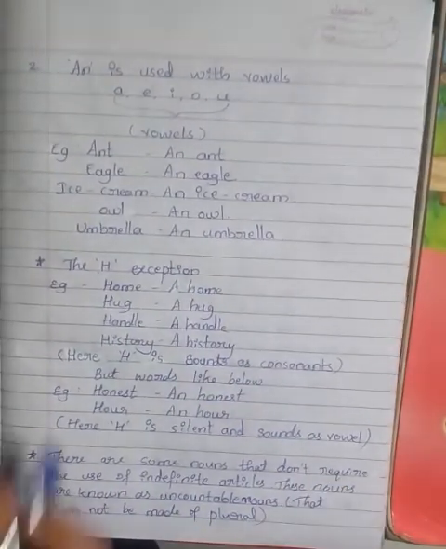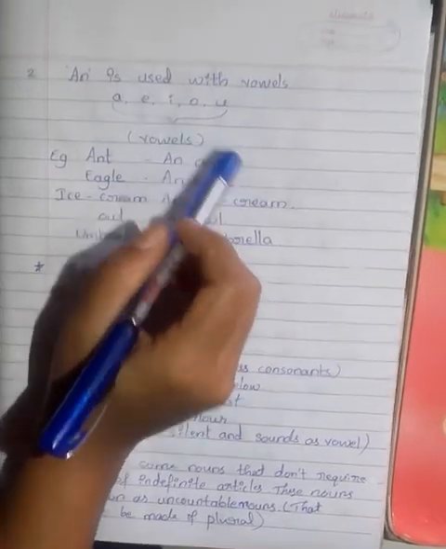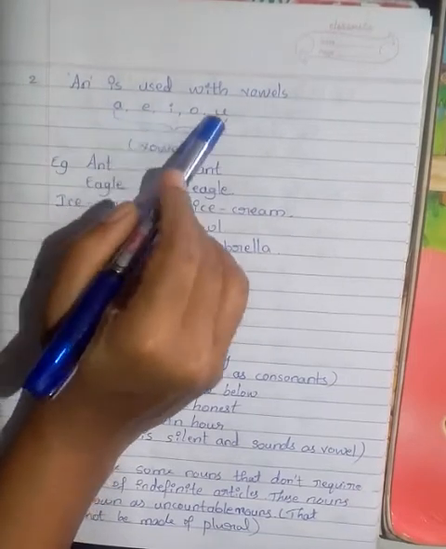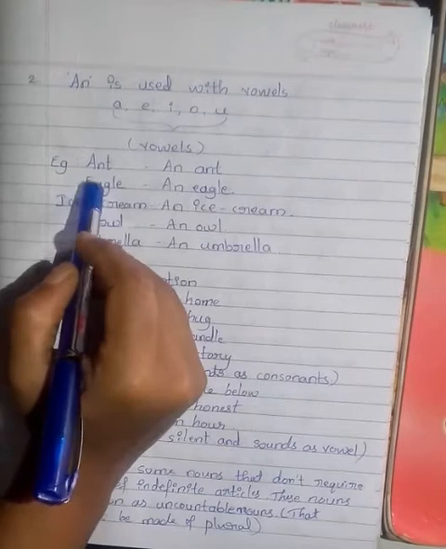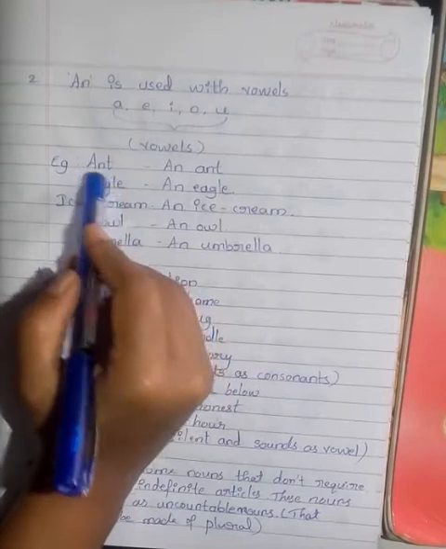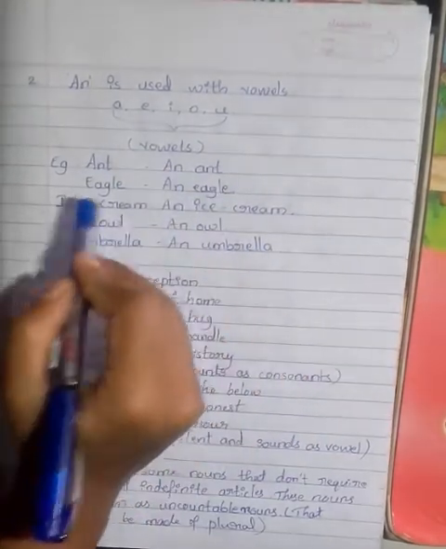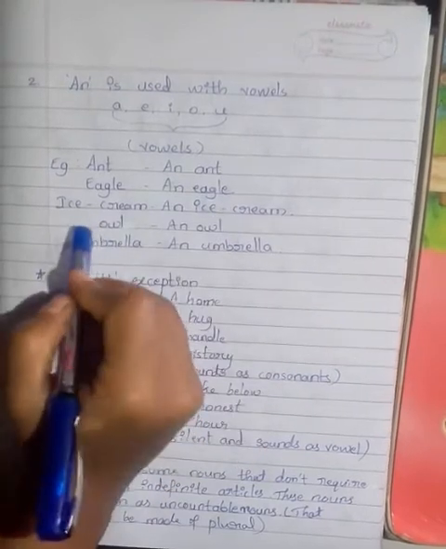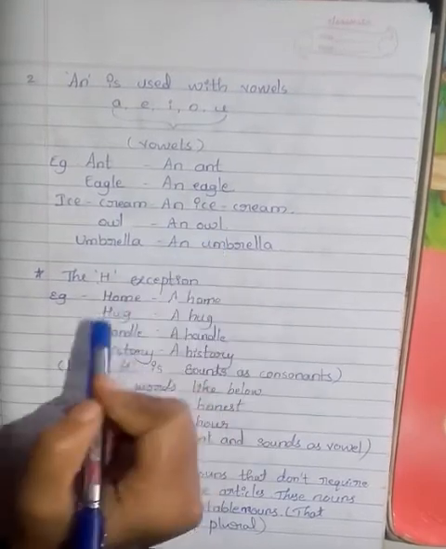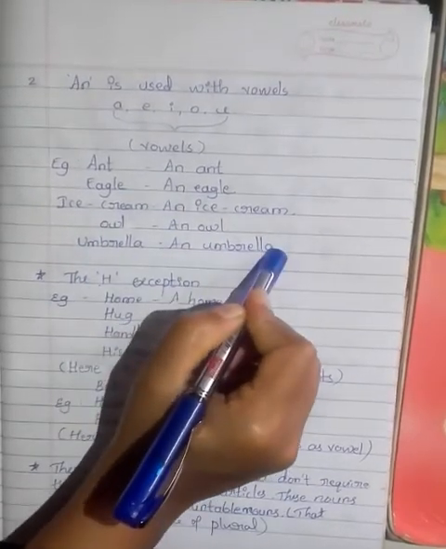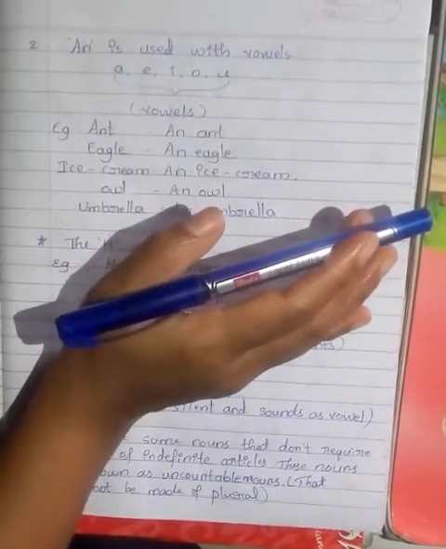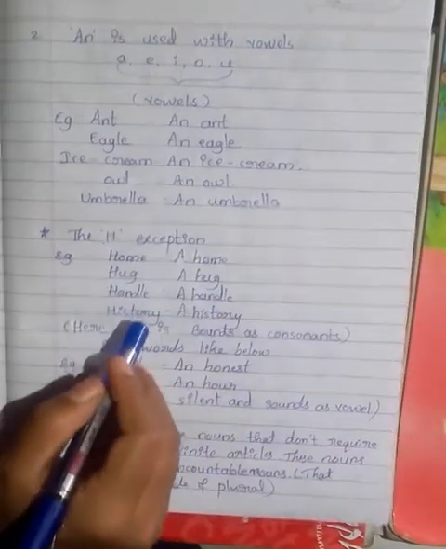Okay? An is used with vowels. As you have learned in previous classes, an is used with vowels. A, E, I, O, U are vowels. For example, see students, ant. A is a vowel, so we have added an here, an ant. Eagle, an eagle. Ice cream, an ice cream. Egg, an egg. Umbrella, an umbrella. Then this is about an, students. Okay, have you understood? Let's go for the next point.